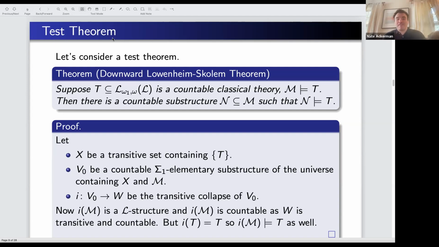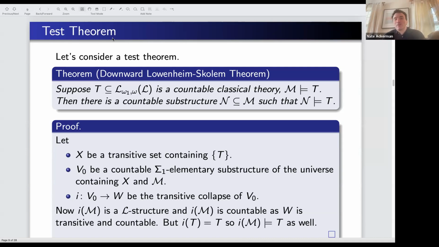All right, so let's give my favorite proof of this theorem. It follows from the proof for the first order logic case, and in particular the first order logic case also for set theory. So we take a transitive set containing our theory. And then we say, okay, let's take the entire universe and let's take a sigma-1 elementary substructure of the universe containing our transitive set and our model. We then take the transitive collapse of this sigma-1 elementary substructure, and we get an actual honest-to-God transitive set.